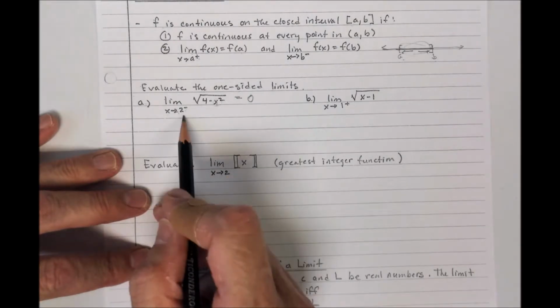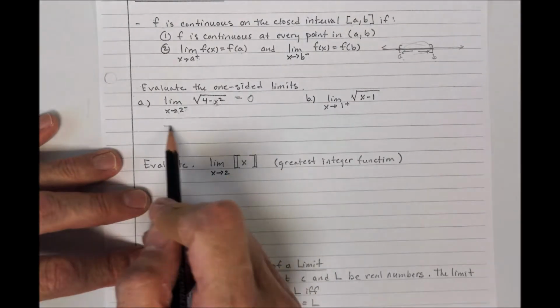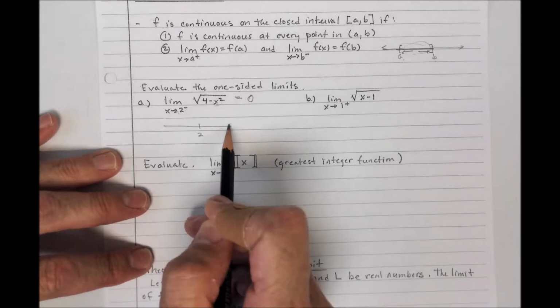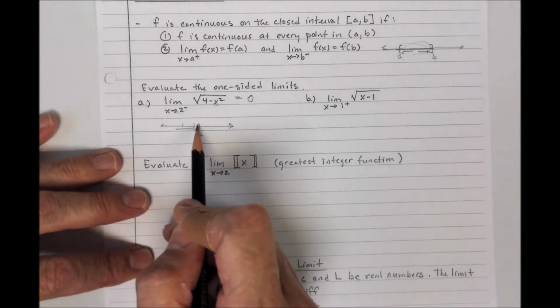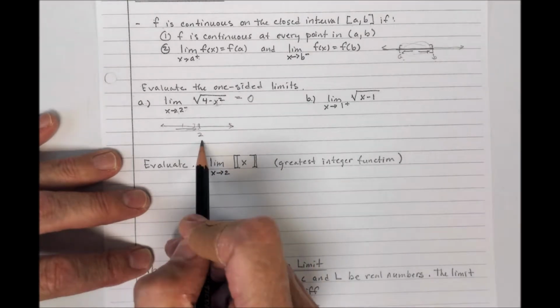We look at it from the left side. Numbers smaller than 2. Here's 2 on the number line. Numbers smaller than 2. 1.9, 1.99, 1.99999. Getting really, really close to 2.